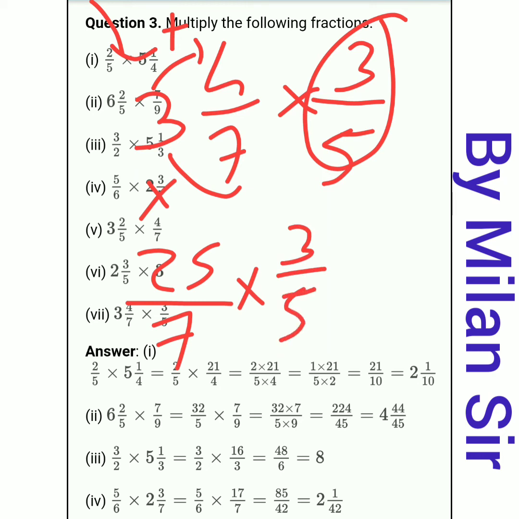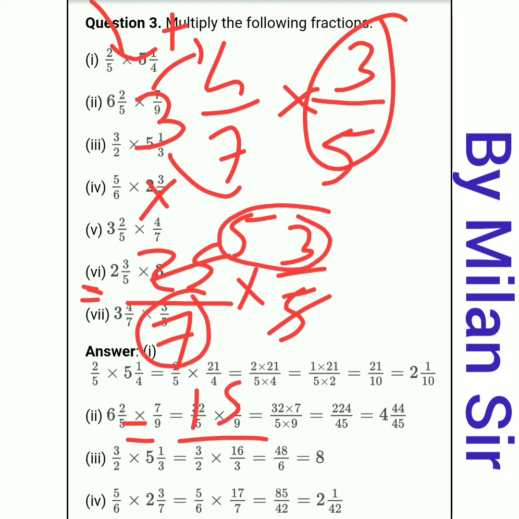Now here we can cut numerator and denominator. That means here 5 fives are 25, so we can cut it. Right? 5 fives are 25. Now in numerator 5 threes are 15, divided by 7. So 15 by 7. This is an improper fraction. Right? This is an improper fraction.